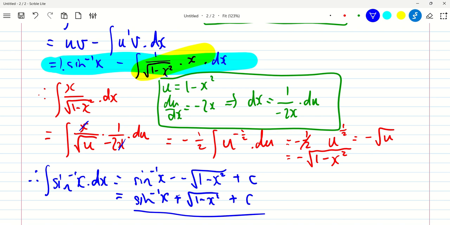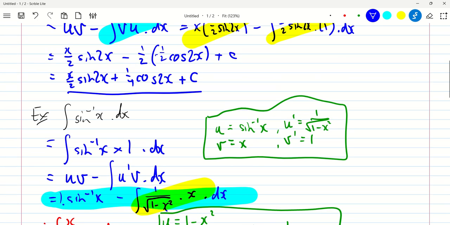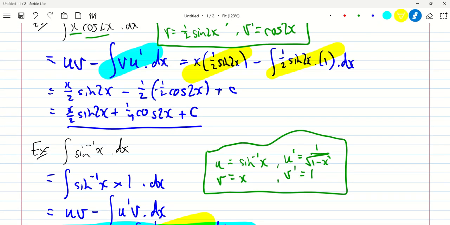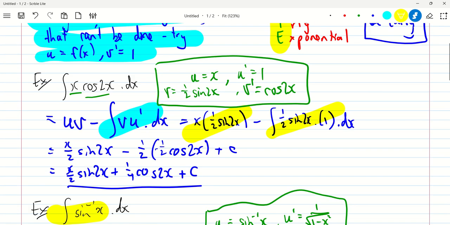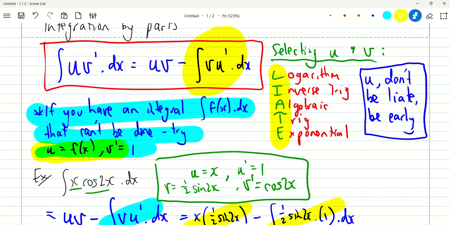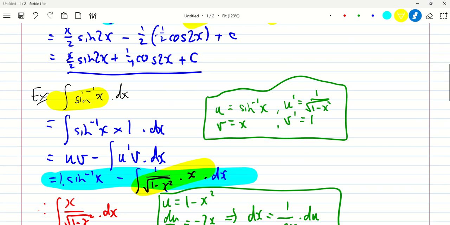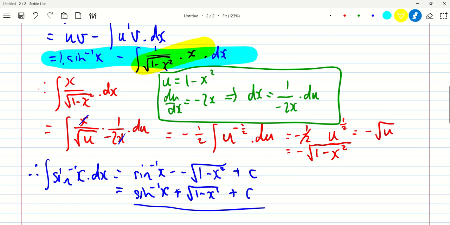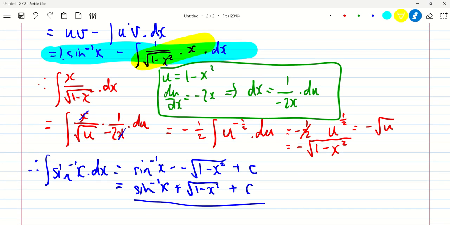So that's a way that we can use integration by parts to find the integrals of things that we don't really know much about. So we go, well, I can't do it. So what I might do is try setting u equal to f of x and v dash equals 1, and see if that might get me out of jail for this particular integral. Hope that makes sense. I'll see you in the next video.